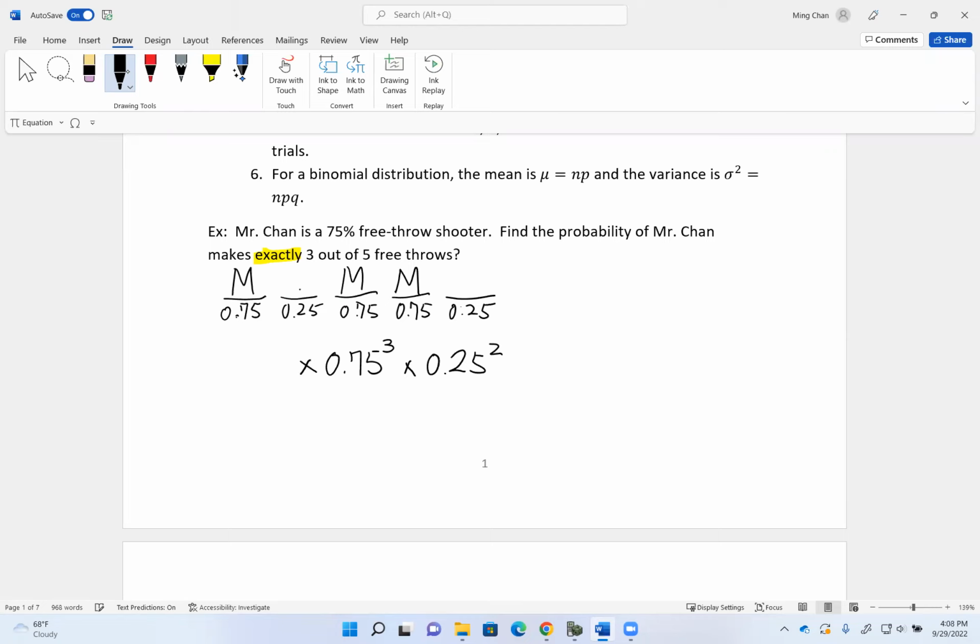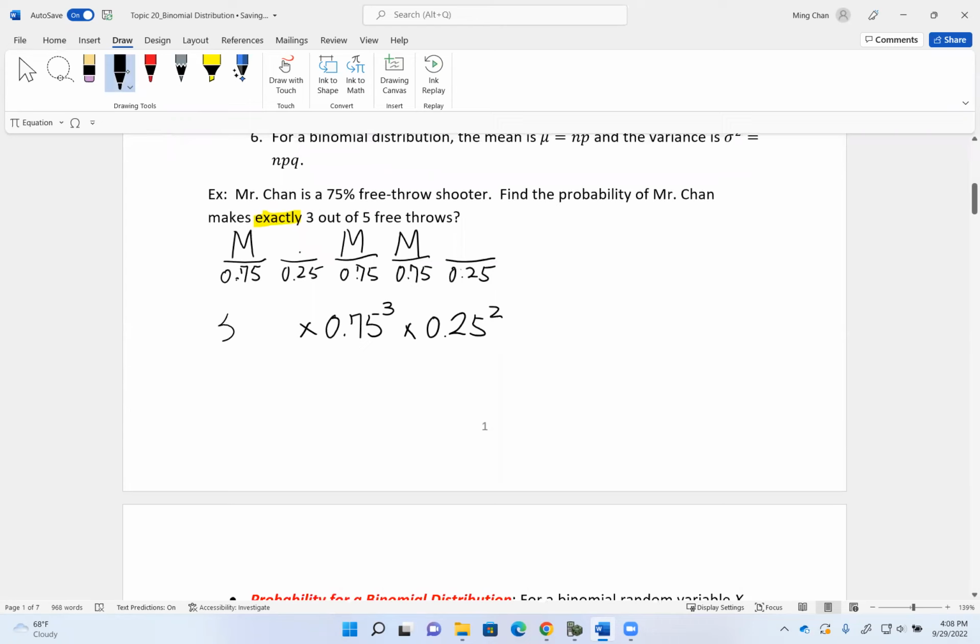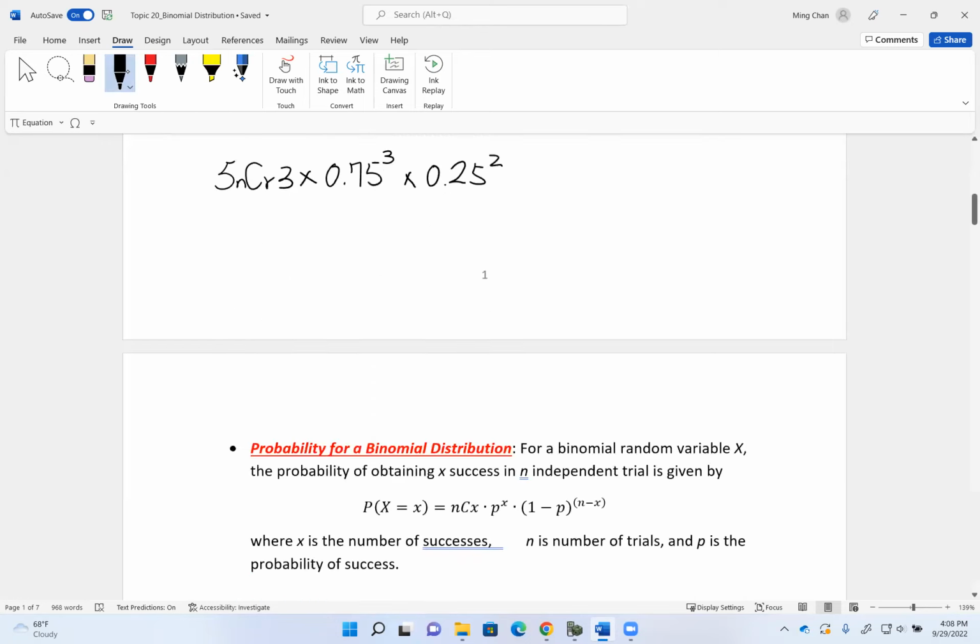So we need to multiply my probability of making exactly 3 out of 5 free throws for one way by the total number of ways. There are 5 free throws, and I'm choosing 3 of them to make, using a combination, because the order of which ones I make does not matter. This part gives me the number of ways of making exactly 3 free throws. The second part I wrote tells me the probability of making my free throws, and this gives me the probability of failure. That is what the formula here is trying to indicate.